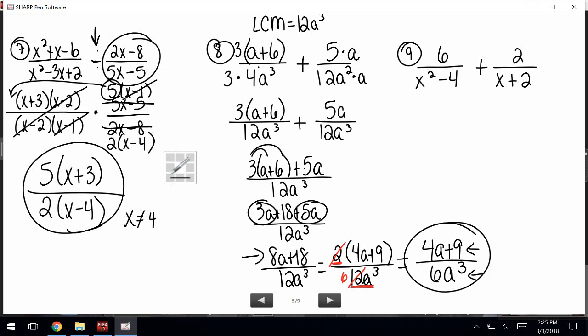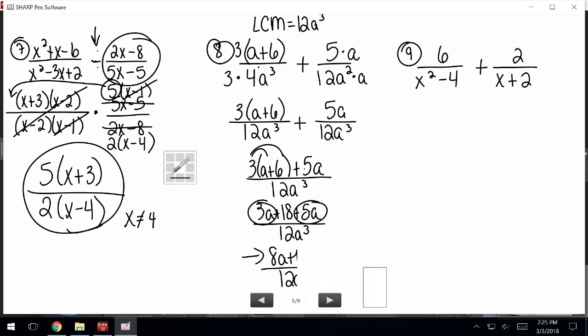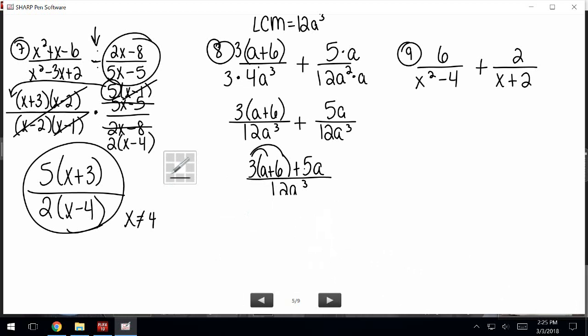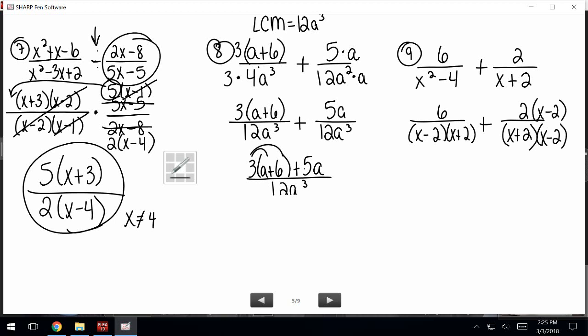All right, and let's look at number 9. So before we get to doing anything with this guy, let's factor first. And that gives me a minus 2 and a plus 2 on the bottom. So that shows me that I need to multiply the second one by, did I say a? I meant x, sorry. By x minus 2. All right, let's make them one big fraction. Doesn't matter the order, as long as 1, 2 is positive and 1, 2 is negative. Doesn't matter the order you put them in.